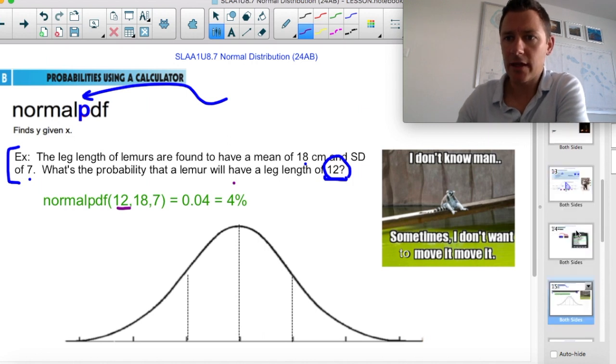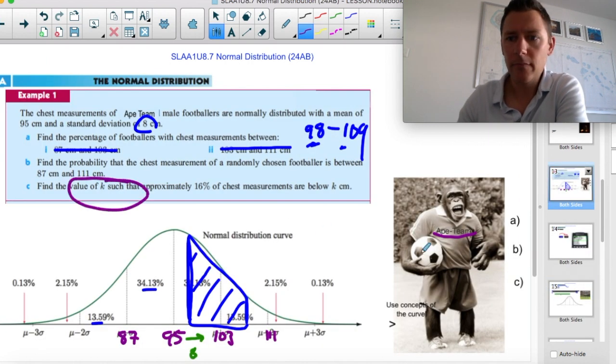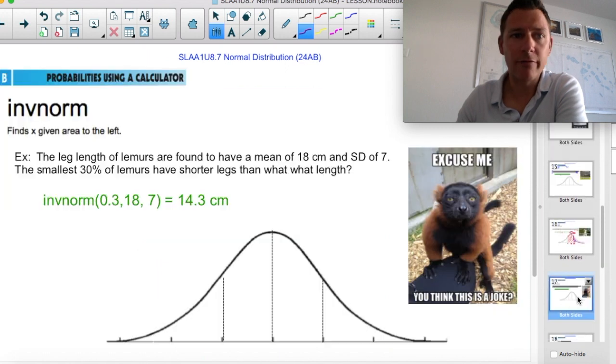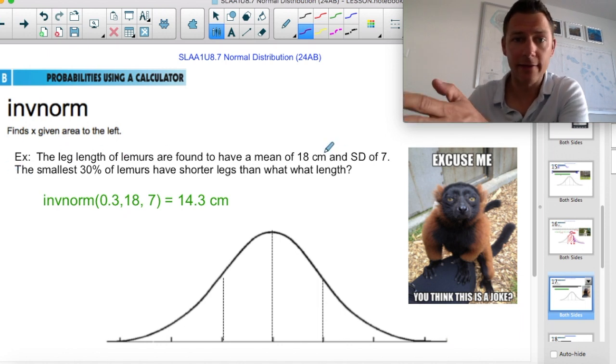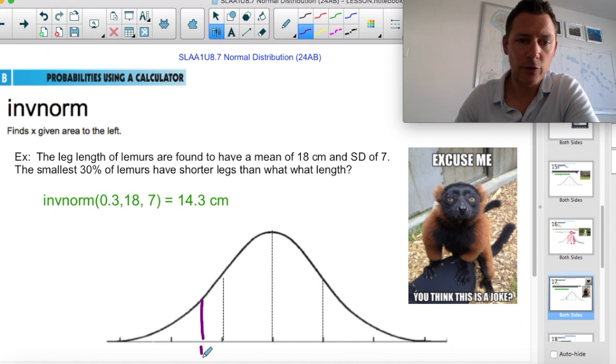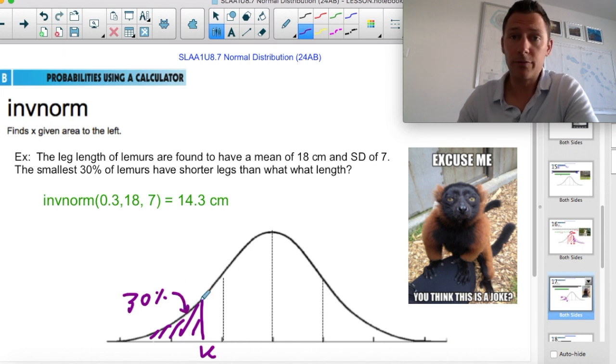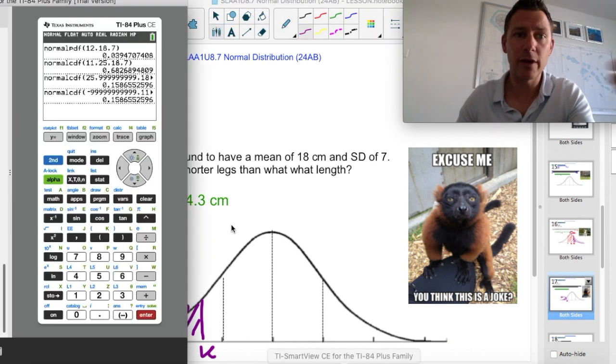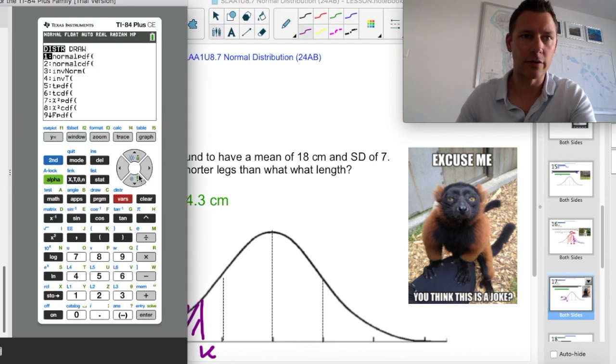Going backwards, like this question, you need to do the opposite or inverse, and that's the inverse normal. This is like the question that they would ask you: leg lengths, mean, standard deviation. The smallest 30% of lemurs have legs shorter than what? So I want some value k, and I want this area to be 30%. All of these values are well known, but there's no use in memorizing them. They used to be in books and stuff, and now instead of having them in books, we have them in our calculator in second DISTR, or VARS.